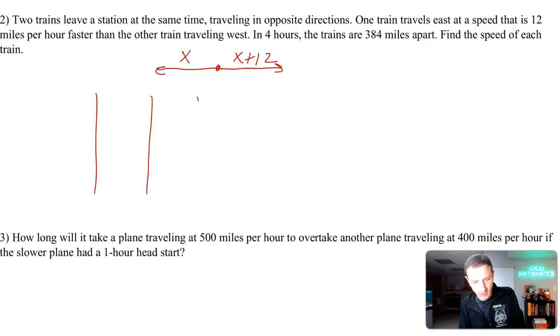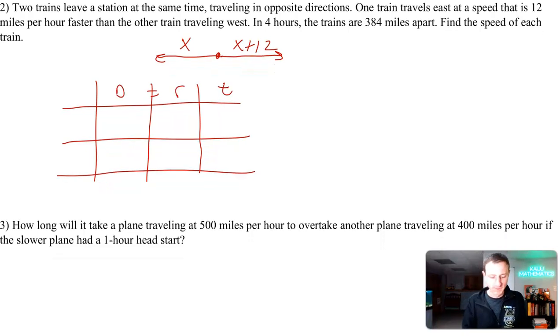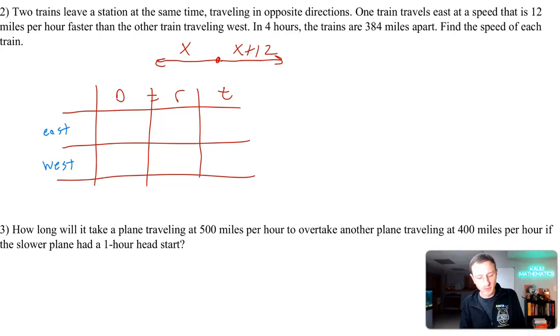Just like the last one, it's always good to draw tables, get a nice understanding of what we're dealing with. So we have distance equals rate times time. We have a train going east and a train going west. Let's start piecing in the gaps here. The train going east was going 12 miles an hour faster, which we already talked about, so that's going to be x plus 12. And the one traveling west was x.